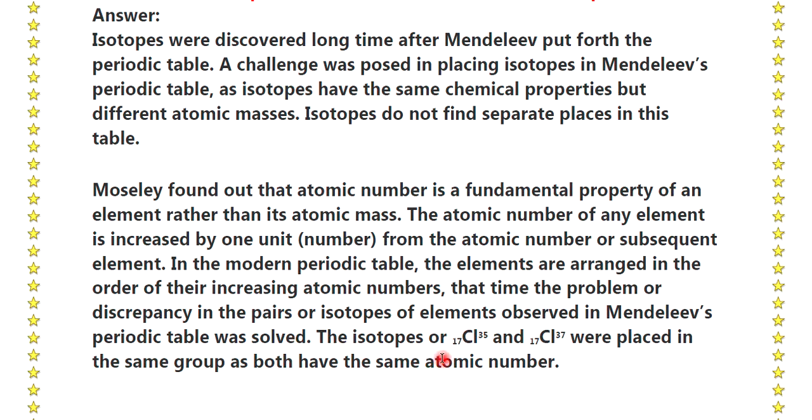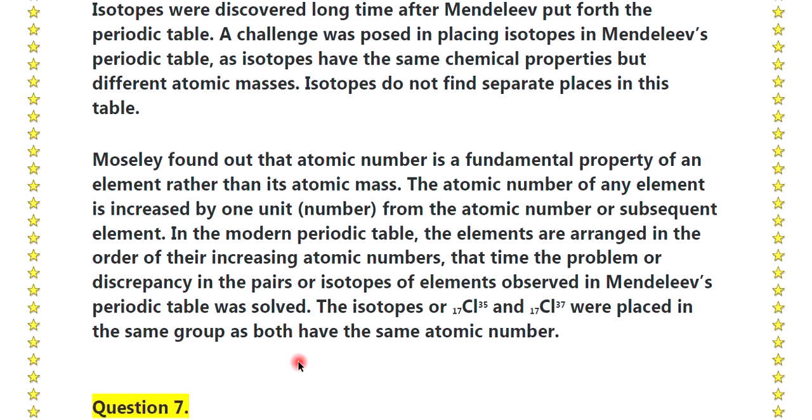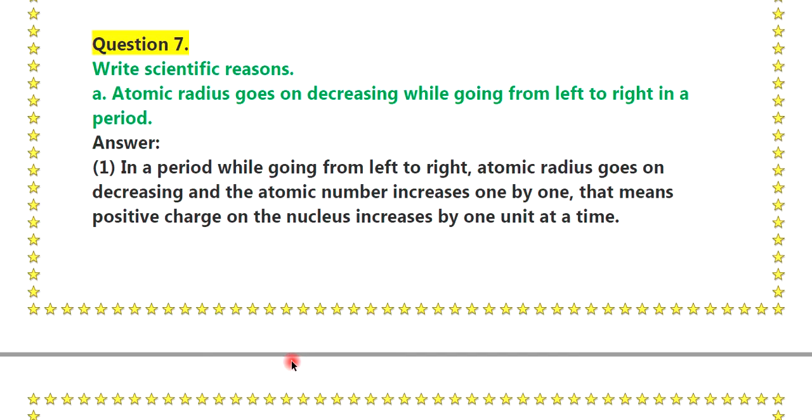The isotopes chlorine-35 and chlorine-37 were placed in the same group as both have the same atomic number. Question number 7. Write the scientific reasons.